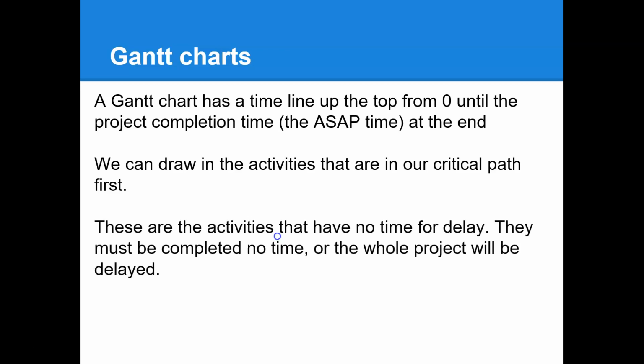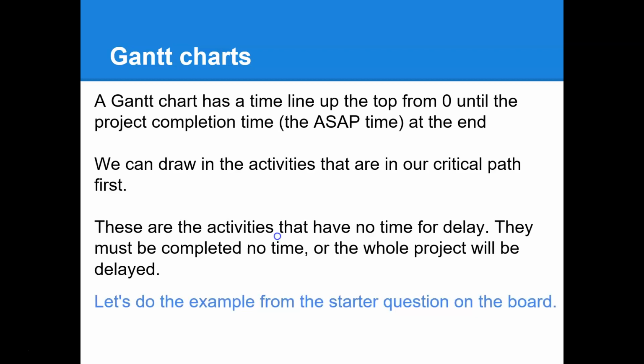So these are the activities that have no time for delay. That's the critical path, the ones that if there's a delay in the critical path, it means the whole project will take longer. So we want those ones to be at the top, and we want those ones to not get delayed, and hopefully do all the other non-essential activities below in the amount of time the critical path takes as well. So let's do an example from the starter question that we had a look at before.